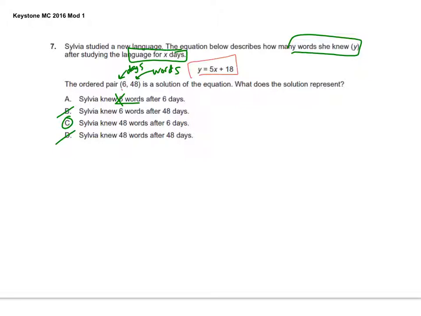That means we've got 6, think about what your labels are. 6 days, 48 words. So going through and looking at the only ones that have 6 days are this guy and this guy. Okay, but the only one that has the 48 words with it would be this guy that matches that. That guy, A, is incorrect.